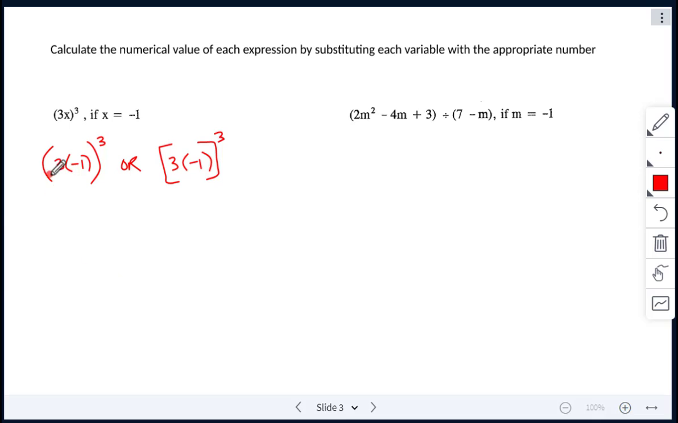Either way, we have to work inside the brackets first because of BEDMAS. So 3 times negative 1 does give me negative 3, and then that's being cubed. So negative 3 times negative 3 times negative 3 gives me negative 27.